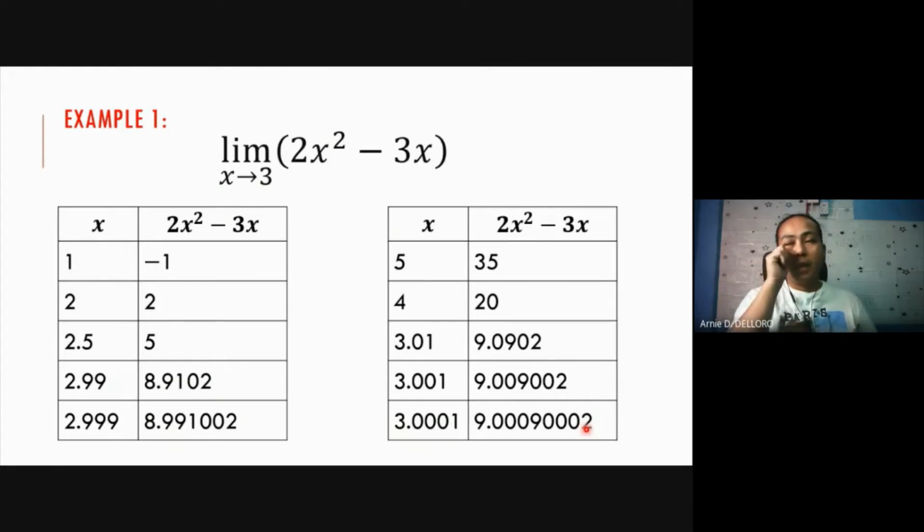Okay? So, in this case, the limit of 2x squared minus 3x as x approaches 3 is equal to 9. Okay? I hope that is clear.